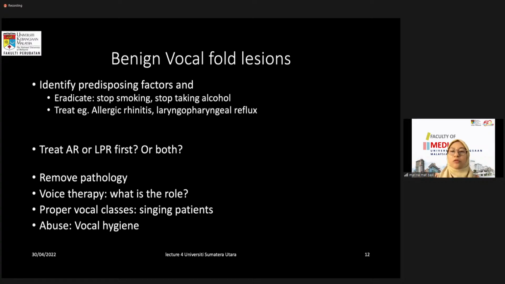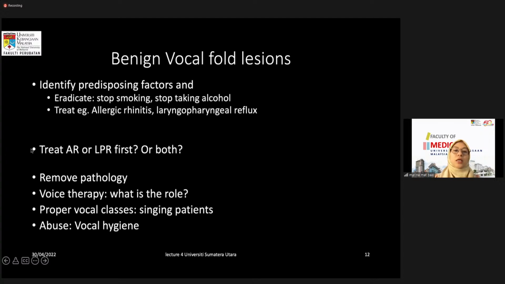When you do flexible nasopharyngolaryngoscopy, for sure you would go through the nose first, look for signs of allergic rhinitis, and whether the patient has any laryngopharyngeal reflux signs. Okay, so when you have identified these predisposing factors in managing benign vocal fold lesions, you have to treat this condition. If the patient is a smoker, tell the patient to stop smoking, stop taking alcohol. If the patient has allergic rhinitis or laryngopharyngeal reflux, please treat this condition.